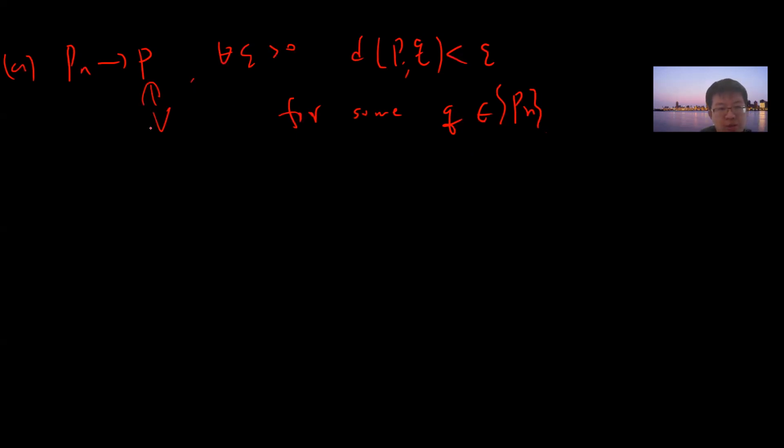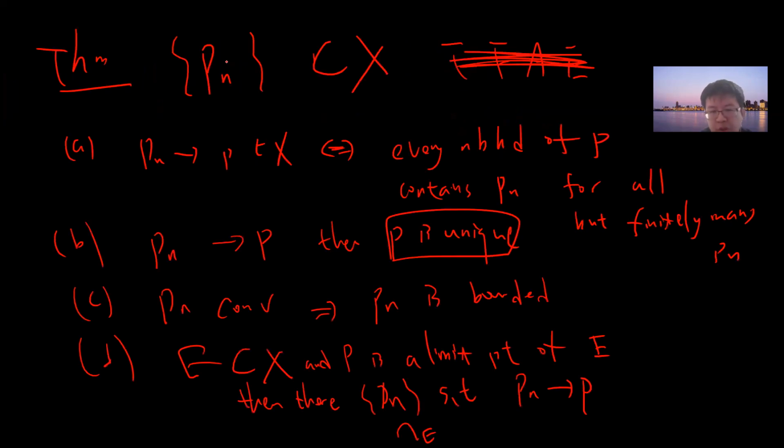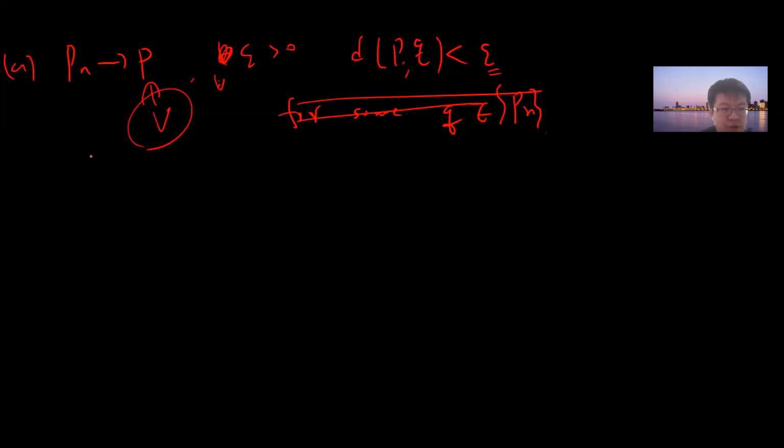Wait, sorry. So let's take an open neighborhood V of P. I can take V to be an open ball with radius epsilon. What I'm trying to prove is that every neighborhood of P contains Pn. This is P, this is V. Since it's open, I can find a ball with radius epsilon such that any point q with d(p,q) less than epsilon will be inside V.